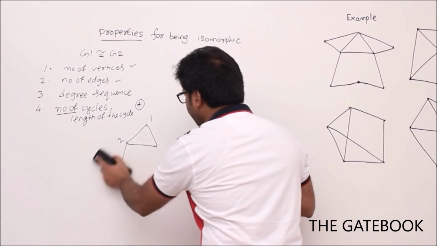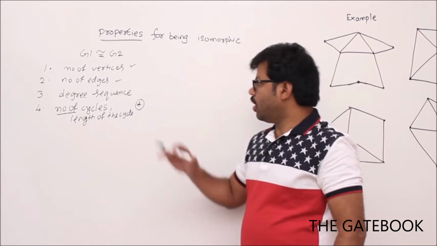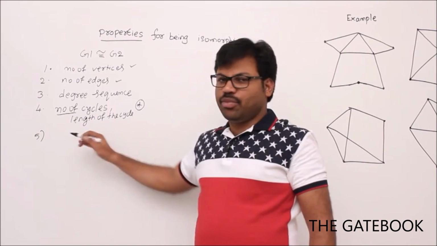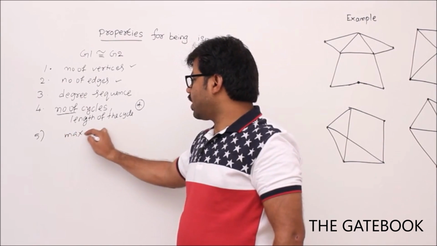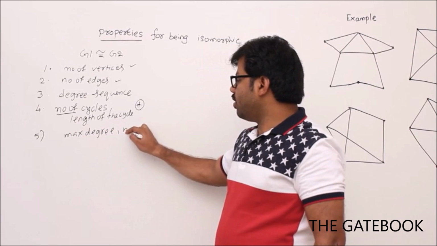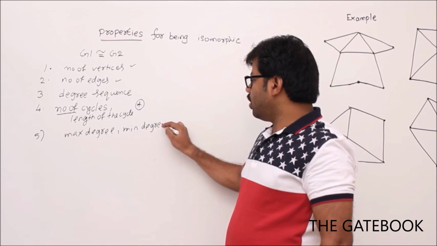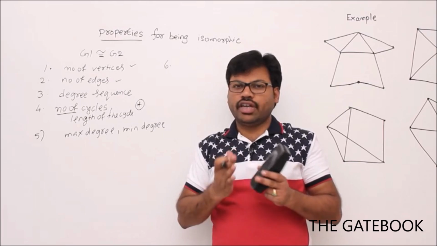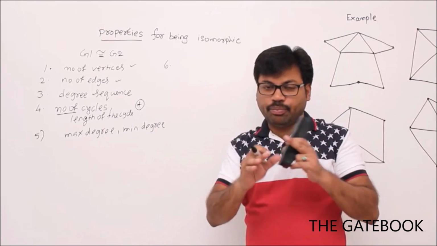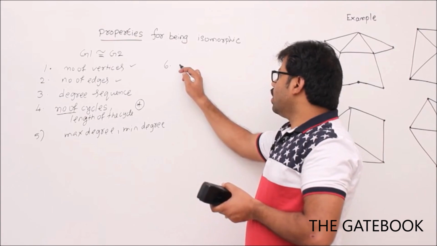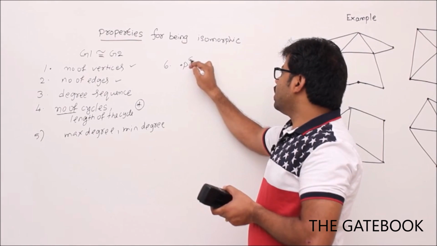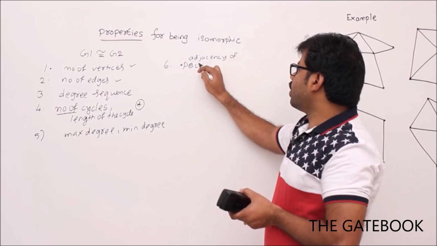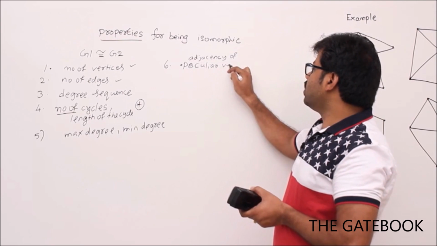So I will give you a lot of examples to check whether two graphs are isomorphic or not. But observe the properties. One more property you can see, like degree sequence, maximum degree, minimum degree. You can also identify maximum degree and minimum degree, this kind of thing. Then the sixth property. There are hundreds of such properties. I'm just giving very important properties. Observe the adjacency of some peculiar, otherwise particular, vertices. Peculiar vertex means a special vertex.